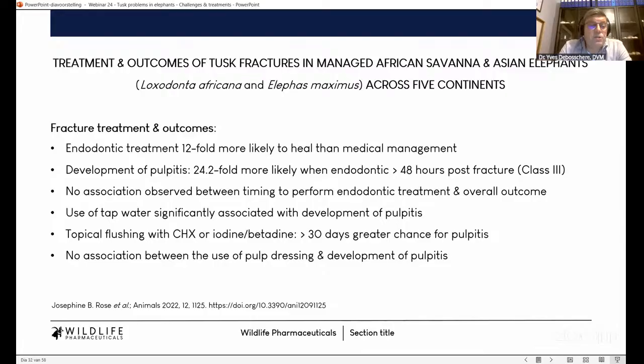And they also saw that there was no association with the type of pulp dressing. So if you use calcium hydroxide, MTA, or Portland cement, it was the exact same outcome.